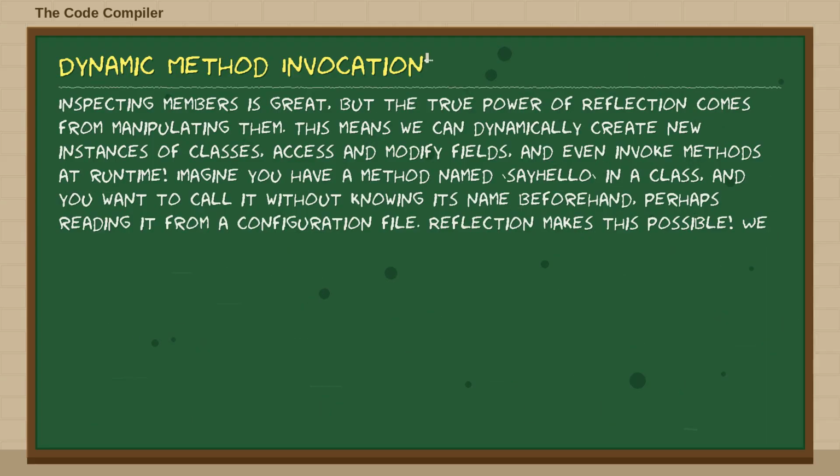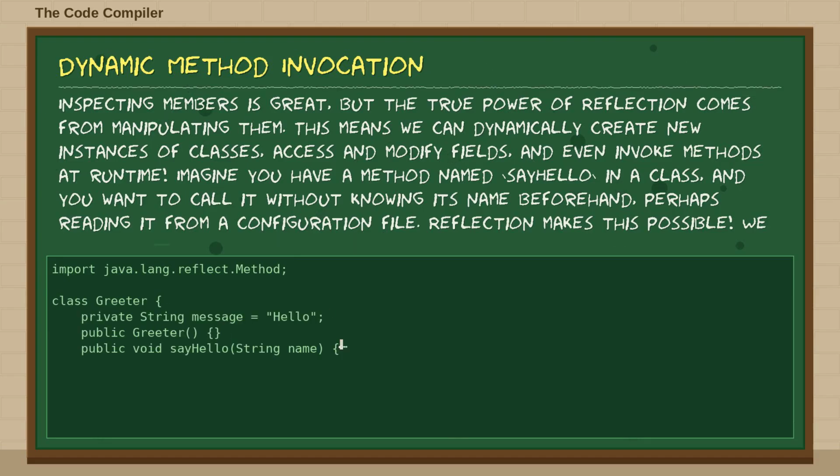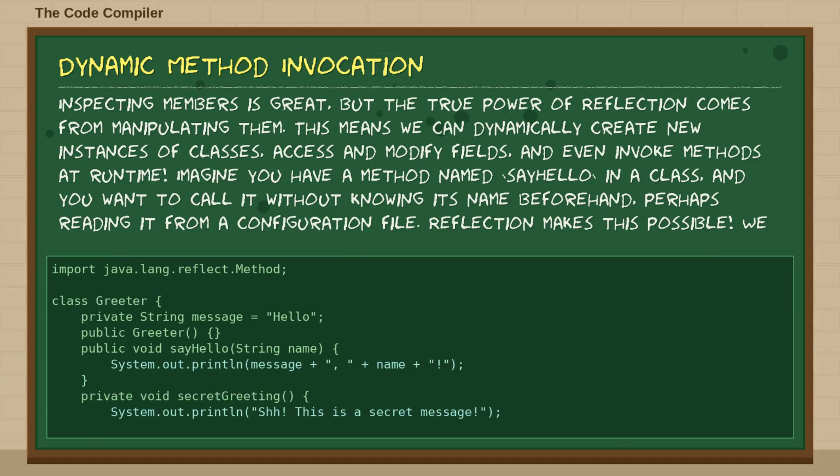Reflection makes this possible. We can get a Method object for sayHello, then use its invoke method, passing the object instance and any required arguments. We can even invoke private methods or access private fields, though this requires calling setAccessible(true) and should be used with caution. Let us walk through a practical example on the whiteboard.